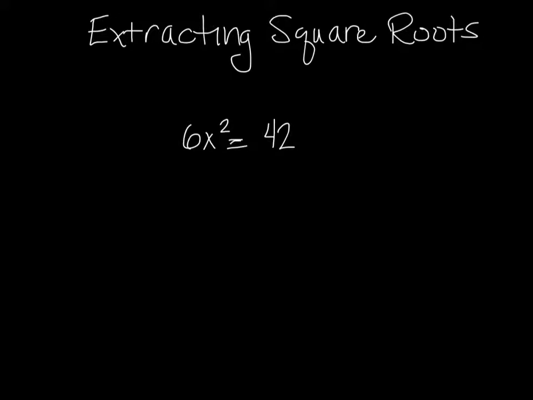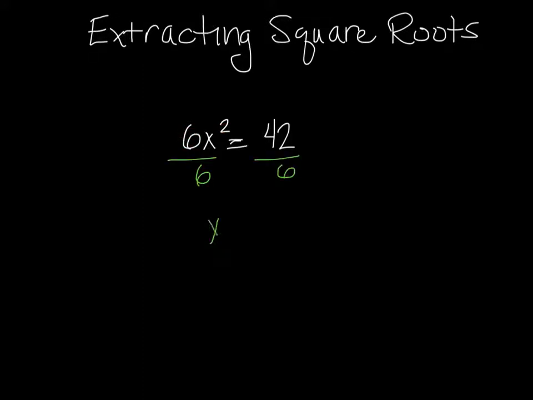And so the idea about extracting square roots is you're trying to solve for x, and wherever x is, you're going to look at that, and it's probably going to be inside a square. Now in this one, the x alone is being squared. So the first thing we want to do is get the x squared by itself. I have to get rid of the 6. So I'm going to divide both sides by 6.